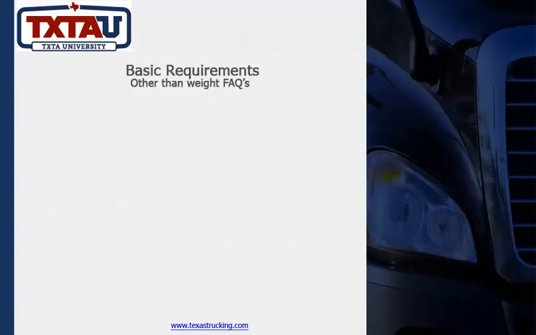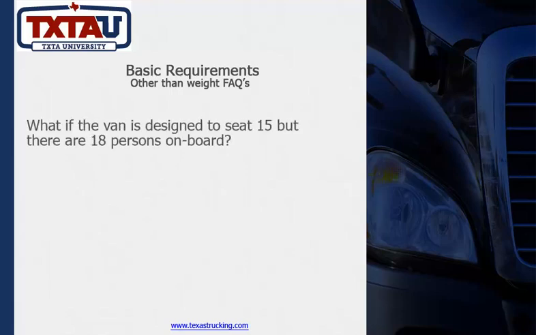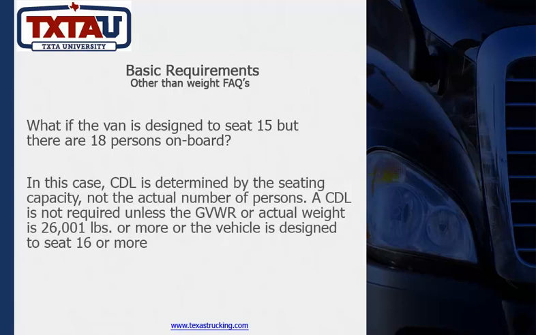Here is another frequently asked question. What if the van is designed to seat 15, but there are 18 persons on board? In this case, CDL is determined by the seating capacity, not the actual number of persons on board. A CDL is not required unless the GVWR or actual weight is 26,001 pounds or more, or the vehicle is designed to seat 16 or more.